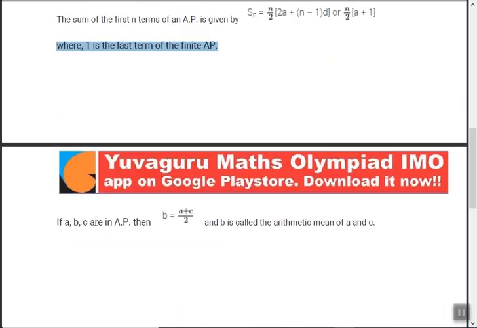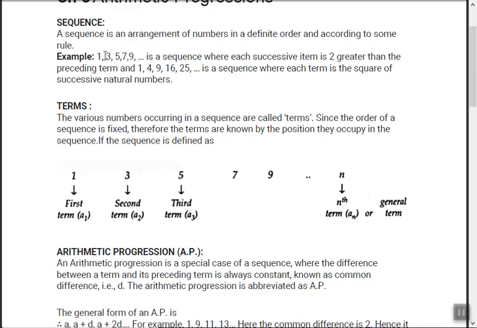If A, B and C are in AP, then B equals A plus C upon 2, and B is called the arithmetic mean of A and C. Does this happen? See this, 1, 3, 5 are in arithmetic progression. Then is 3 equal to 5 plus 1 upon 2? 5 plus 1 is 6, upon 2 is 3. So it's true, right? So in an AP, the middle term is always the average of the first term and the last term, if there are only 3 numbers.